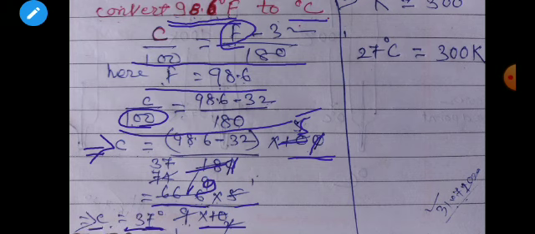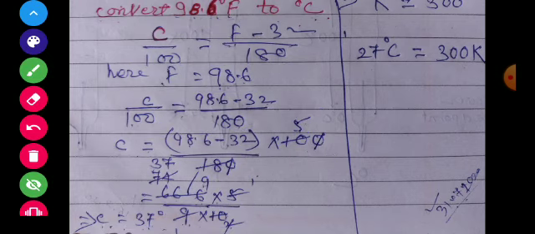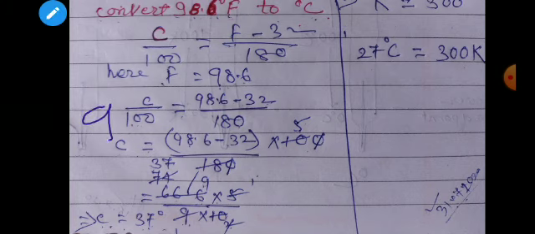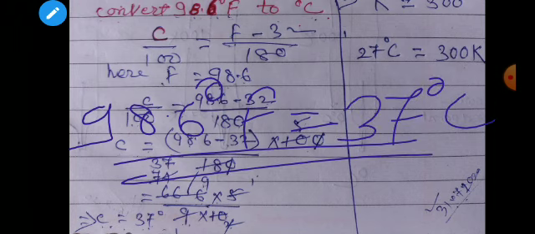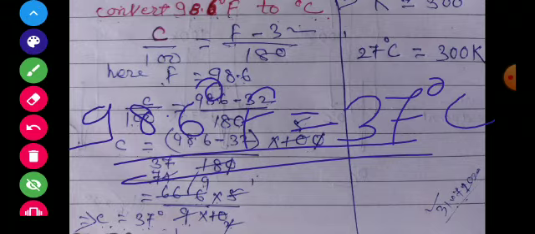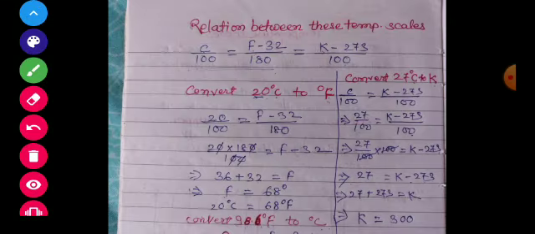This means finally we got 98.6 degrees Fahrenheit is equal to 37 degrees Celsius. So in this way we can convert one scale to another. We can take one more example also, and that is another conversion.